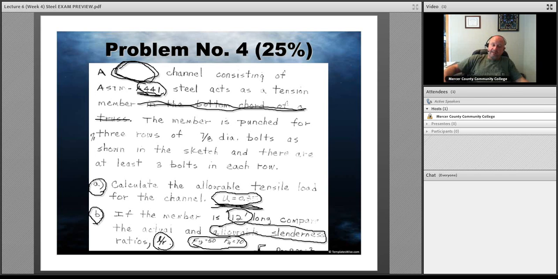Even if the strength is okay, if your slenderness ratio exceeds the allowable, it does not meet the code. So all we're asking you to do in part A is calculate FT1 and FT2. That's the first thing. And the second thing is compare the actual and allowable slenderness ratios. Okay?